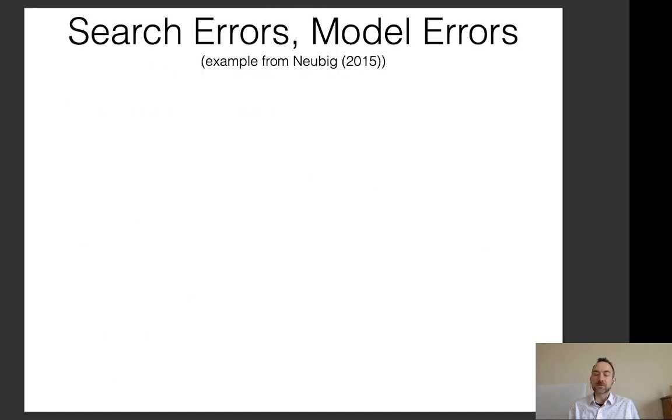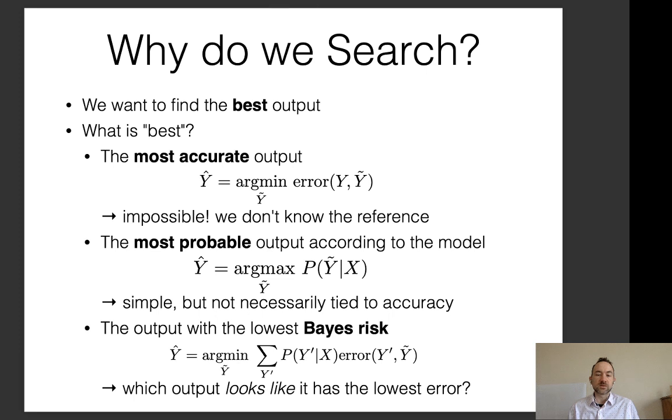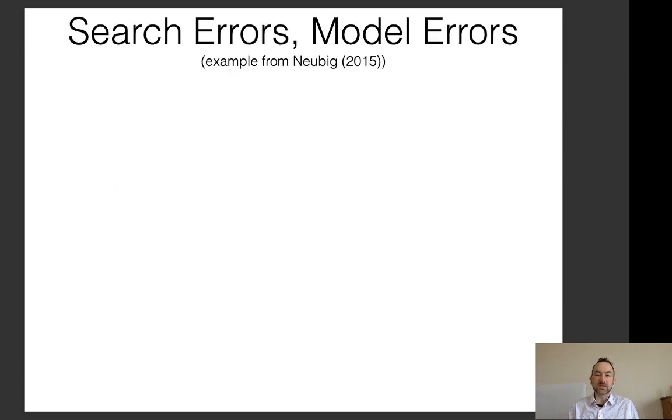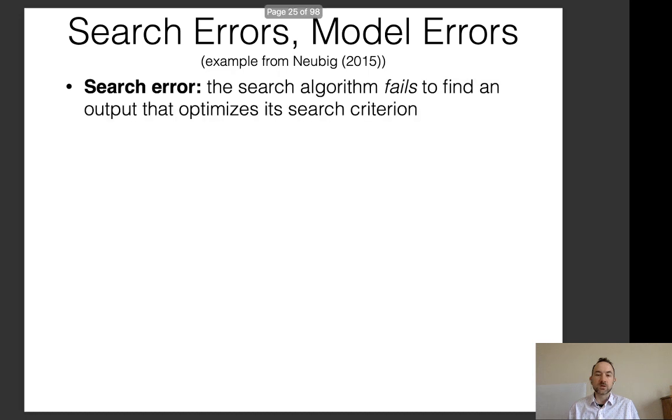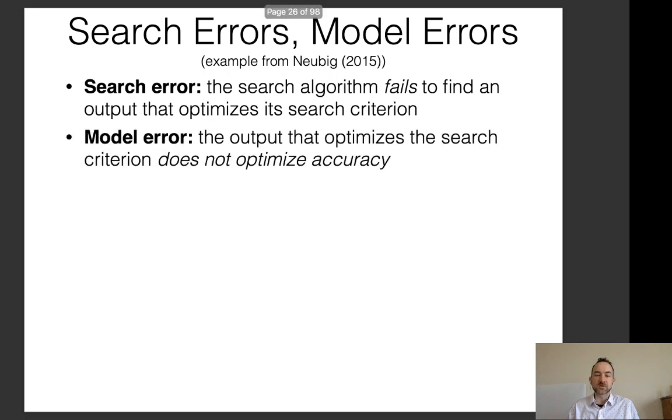So to reinforce this a little bit, we can think about search errors and model errors. Search errors are the failure to find the most probable output, or the failure to find a more probable output in favor of a less probable output. This can be quantified by purely looking at the model score. If there's any output that is better than the one you found, then this is a search error. So the search algorithm fails to find an output that optimizes its search criterion.